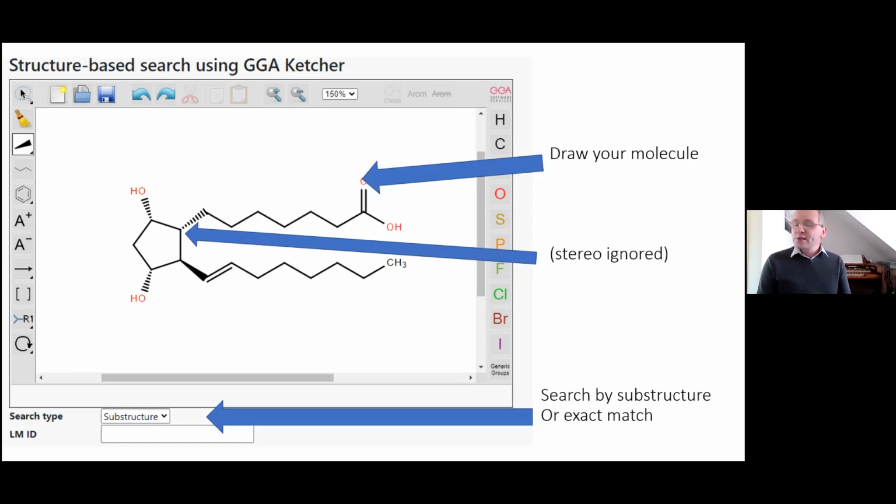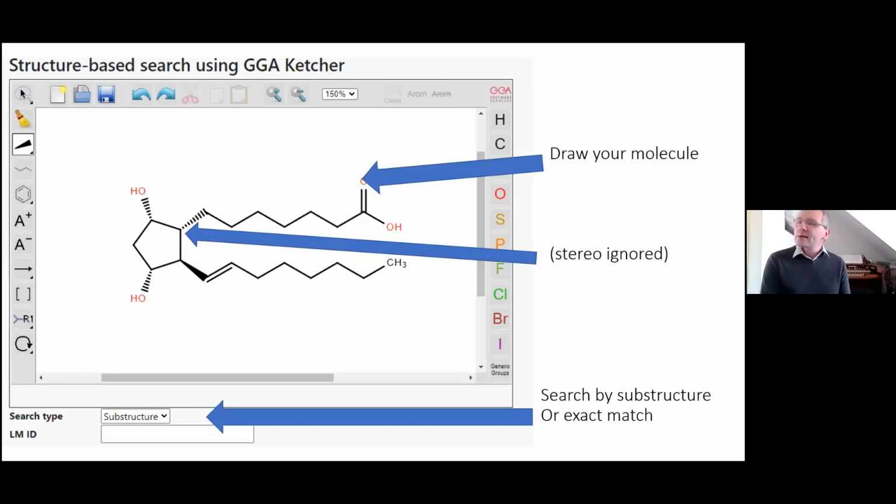And you can search by substructure, so where that molecule is part of the molecule that you're looking for, or you can toggle that box here and say, I want to search for something that is exactly that molecule, with the caveat that the stereochemistry is not taken into account. So these are the ways to search the LMSD database.